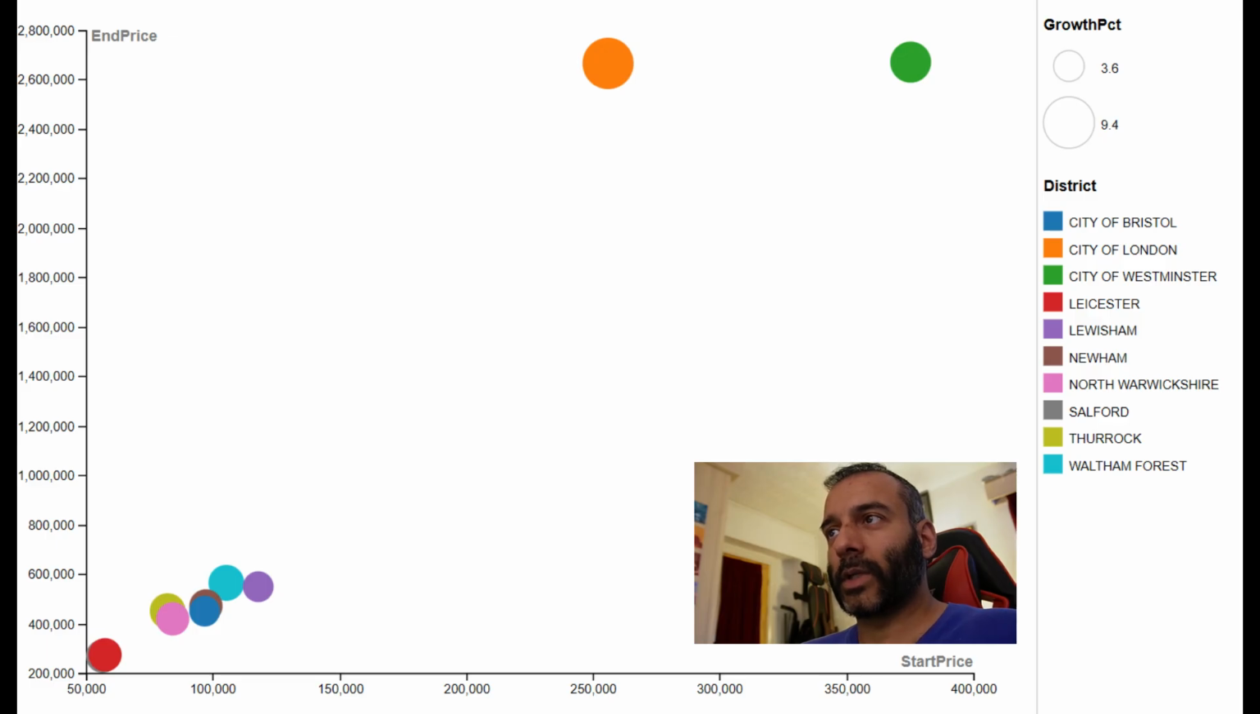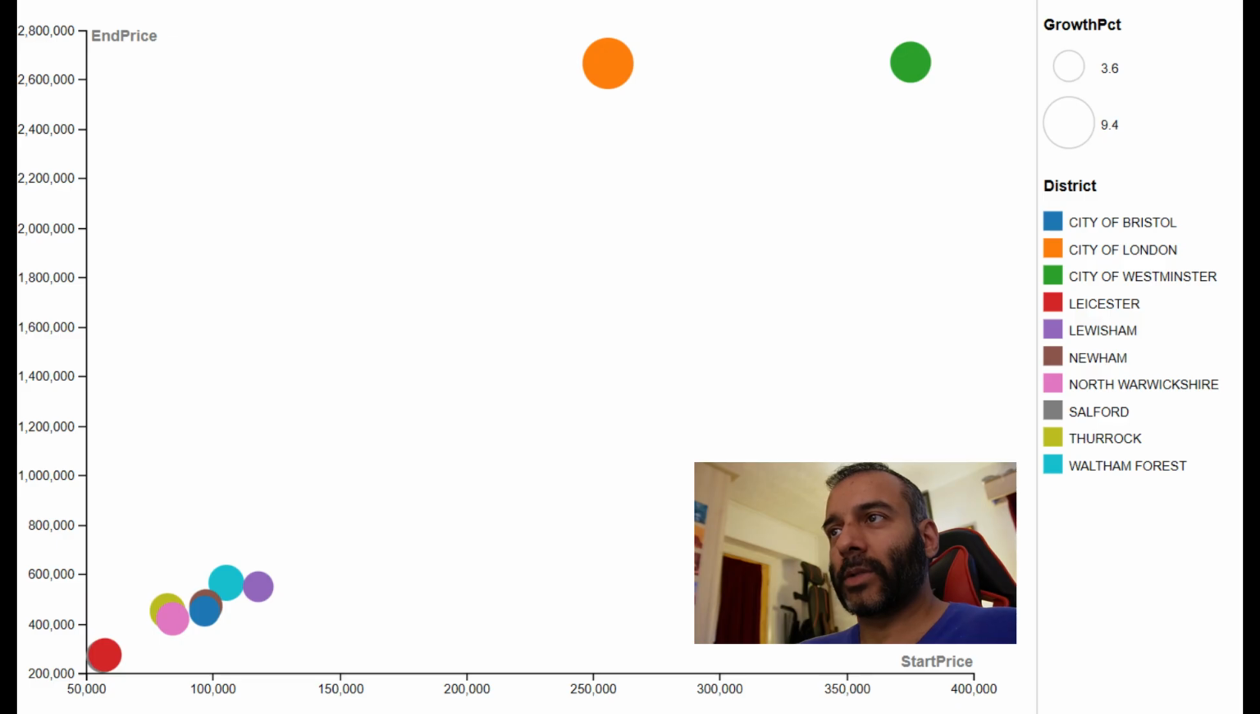But what's more interesting is what's happening slightly lower down. There are several districts here that didn't start at the very top, but they have still climbed significantly over time. These are often overlooked areas. They weren't the most expensive to begin with, but they've delivered some of the strongest growth.